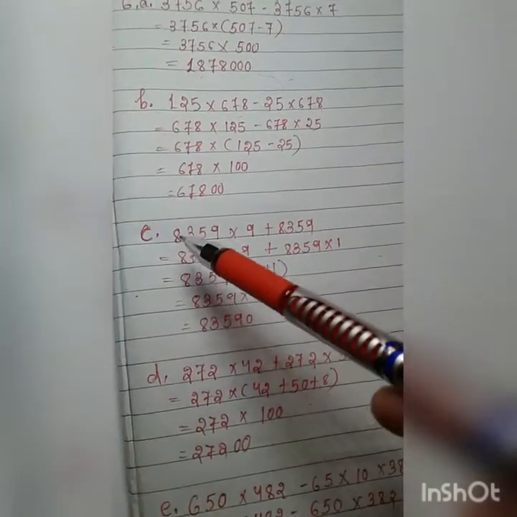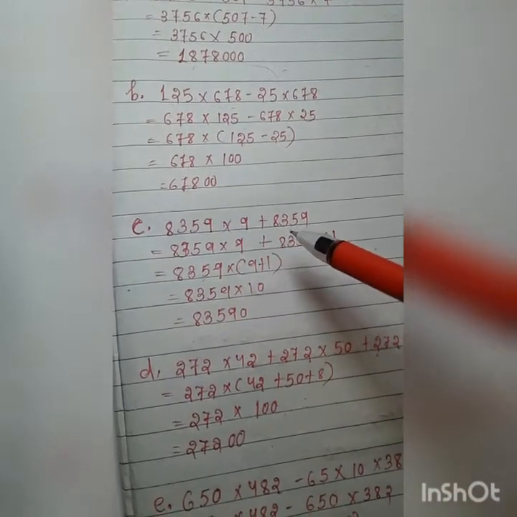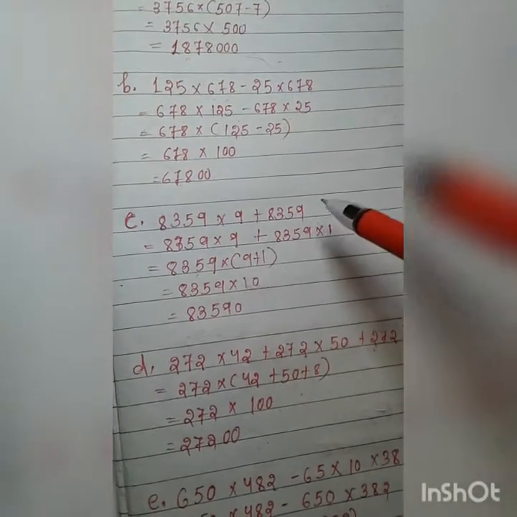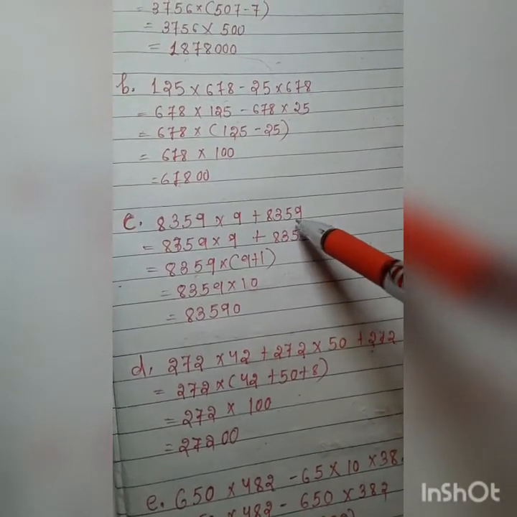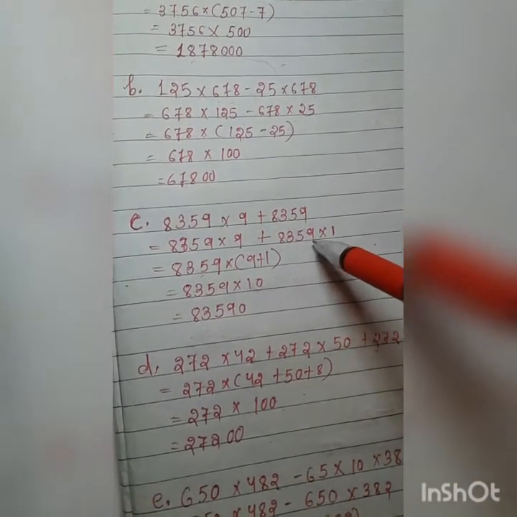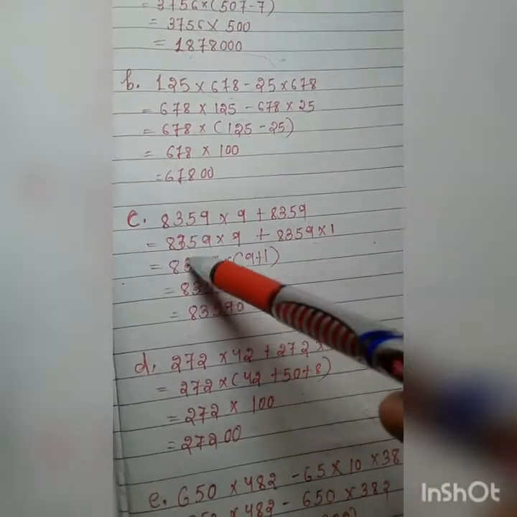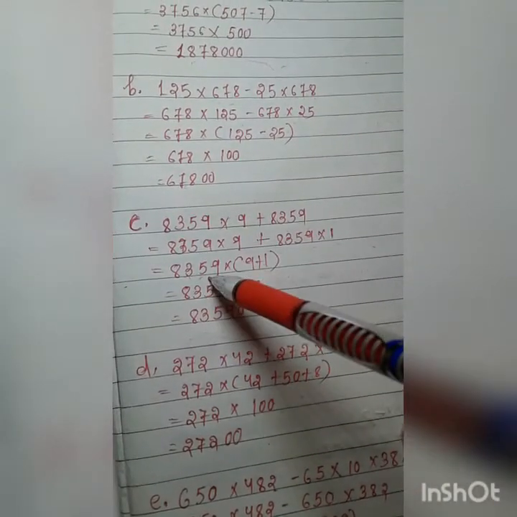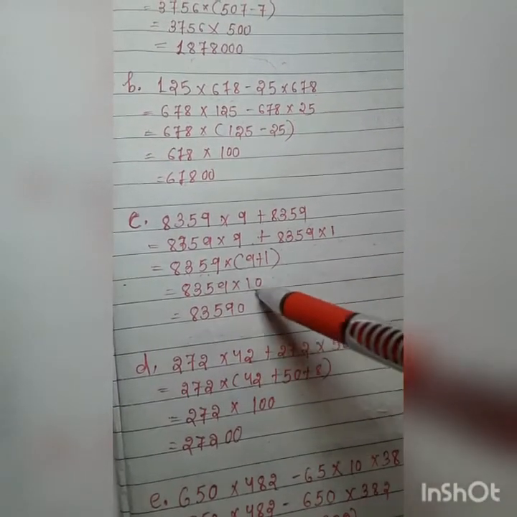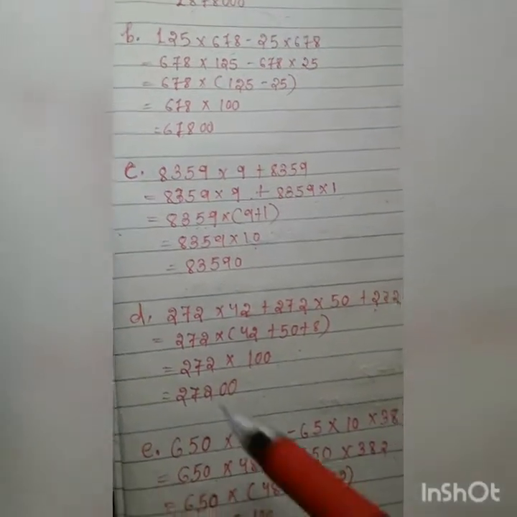Then C. Here 8359 multiply 9 plus 8359. Here, children, 8359 means 8359 multiply 1. Then you write like this, take one common, then 9 plus 1 put bracket, then 9 plus 1 is 10, then multiplication is this much.